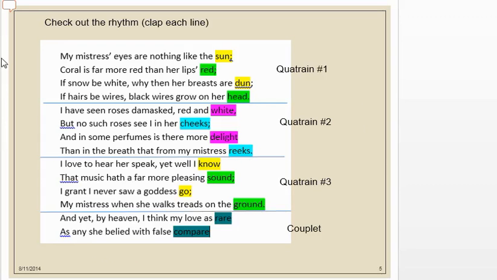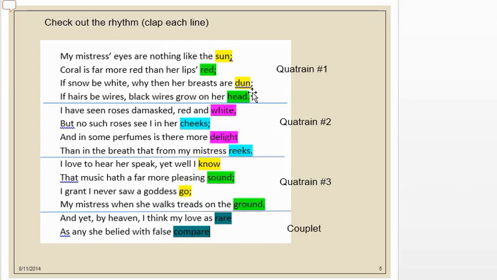I want you to look at the structure here. Let me introduce first to you quatrains. We talked about quatrains and a couplet. A quatrain is a group of 4 lines. Again, quad, quatrain is 4, so a group of 4 lines. There's 1, 2, 3 groups of 4 lines. And then at the end of this sonnet, there are 2 lines called a couplet.